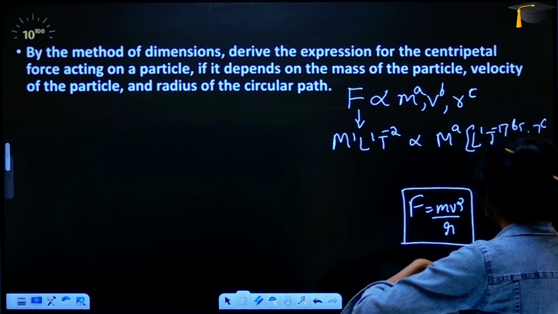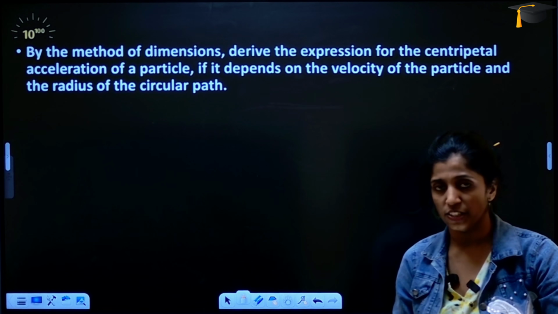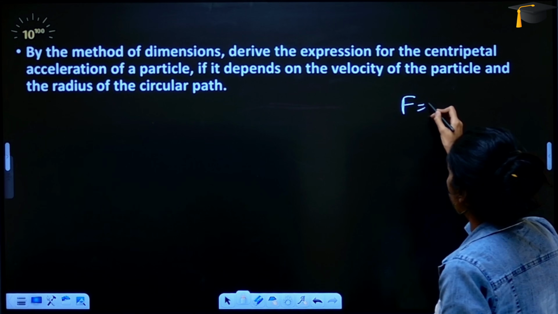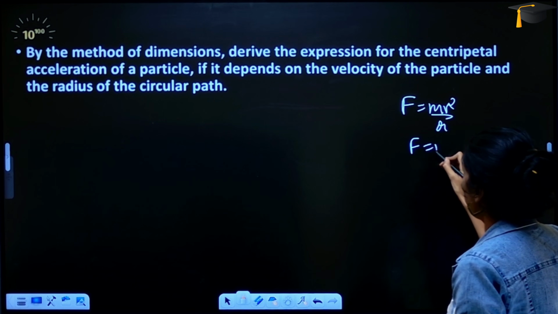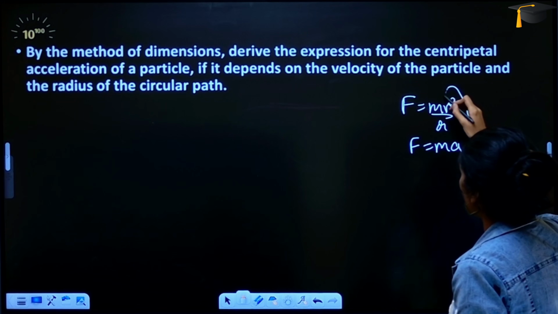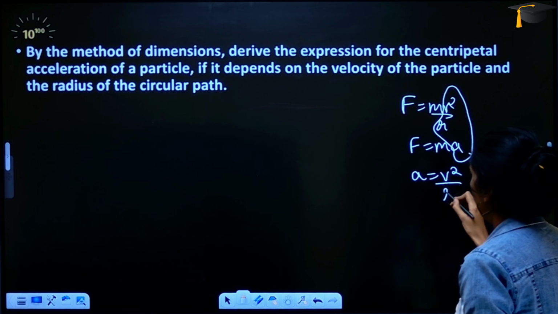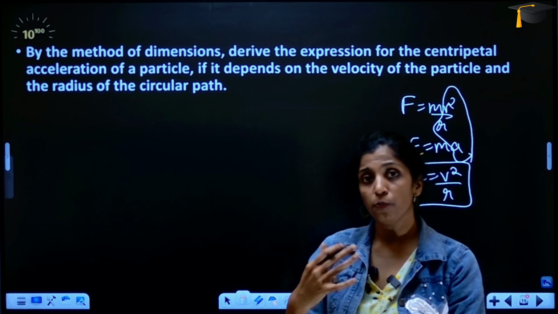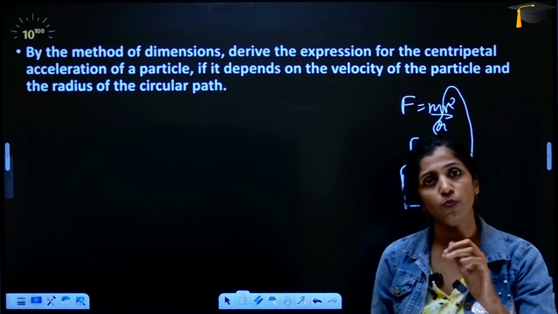And then the next derivation, a similar one, will be: derive an expression for centripetal acceleration. So force was mv square by r, right? So force expression is mv square by r. Also, we know that F equals m into a. That's the reason the acceleration expression will be a equals v square by r. Okay, so this should be the final expression. I want you people to try this and let me know whether you tried it or not using the same methodology that I taught you.